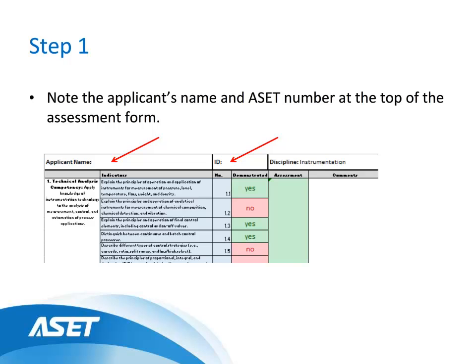First, note the applicant's name and ASET ID number at the top of the form. Although the applicant information is noted on the applicant's electronic file, adding the information to the form ensures that the assessment cannot be incorrectly assigned to another applicant.